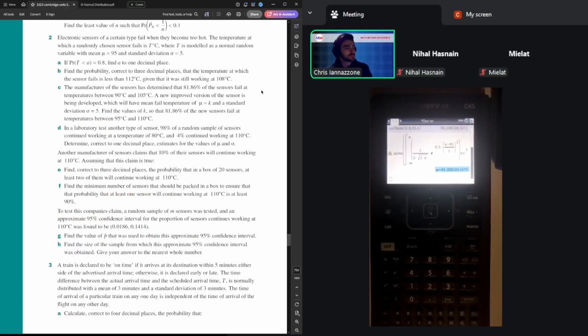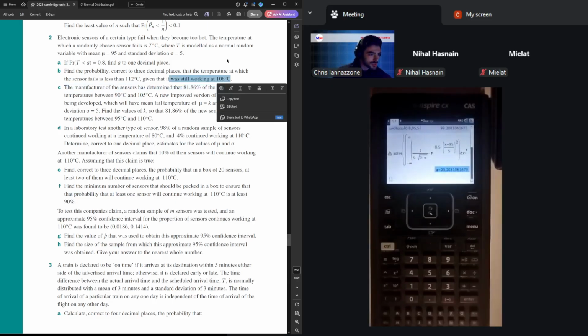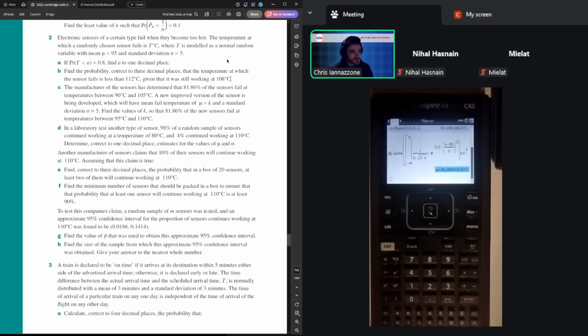But okay, part B. Find the probability correct to 3 decimal places that the temperature at which the sensor fails is less than 112 degrees, given that it was still working at 108 degrees. That is a very specific wording. Does that remind anyone of anything in particular? Conditional. Conditional probability, precisely. Keyword given that means that the condition that we're applying to it is that the device was still working at 108 degrees.